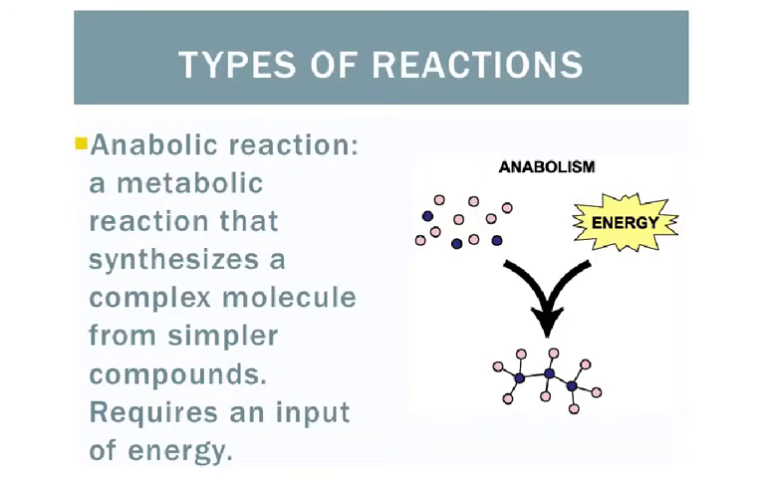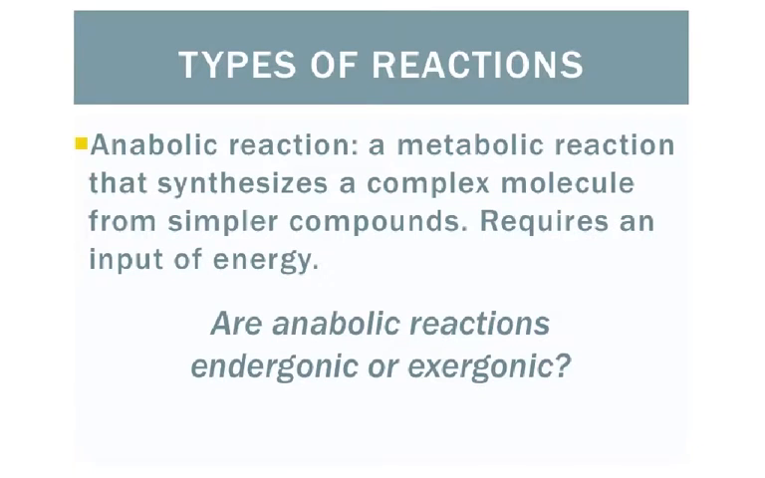The opposite is an anabolic reaction. An anabolic reaction is a metabolic reaction that synthesizes or makes a complex or complicated molecule from simpler compounds. So it's the exact opposite. If you want to form bonds between atoms, energy has to come from somewhere. Energy is stored in those bonds. So you have an input of energy, you use that to arrange your simple molecules into something more complicated, and that requires an input of energy. So the question is, are anabolic reactions endergonic or exergonic? Well, if they require an input of energy, they are endergonic reactions.